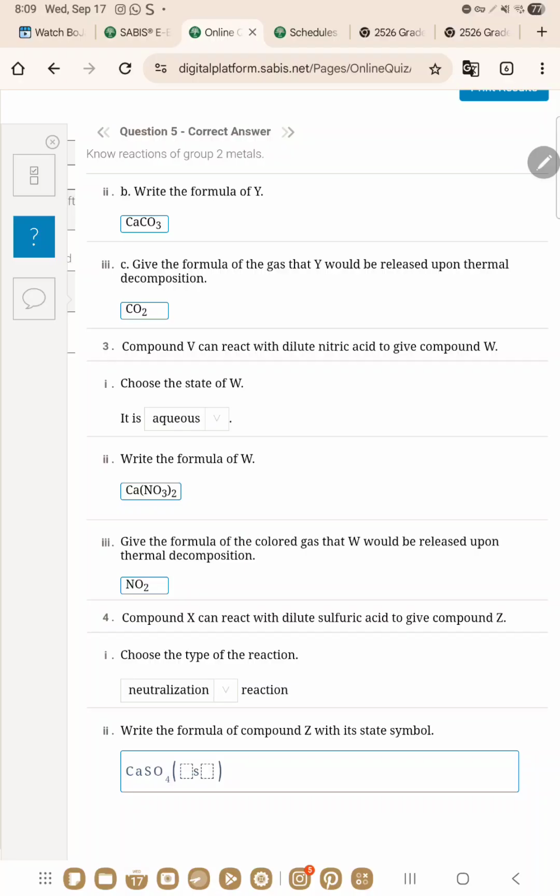Now CaO can react with nitric acid, HNO3, to give compound W. Again, you're most likely gonna need two of this. Honestly, don't balance. Just don't balance.